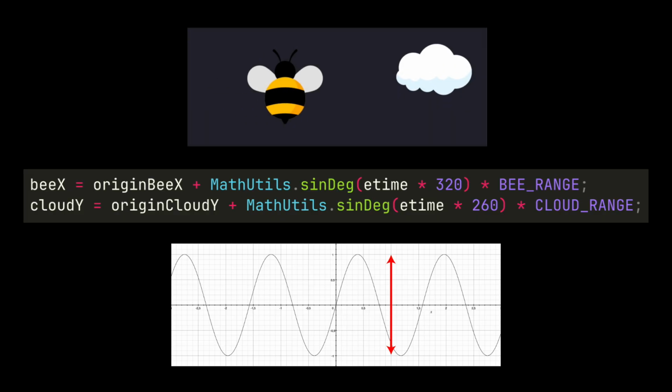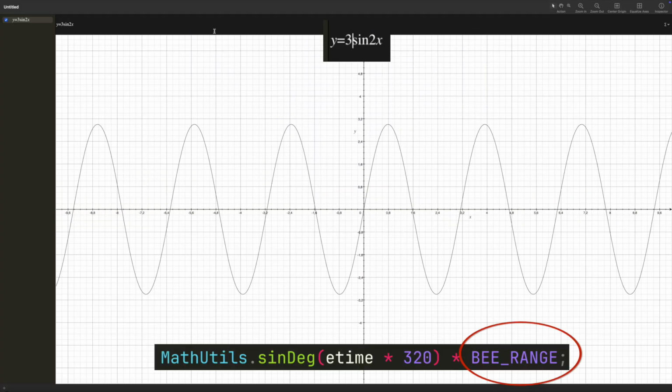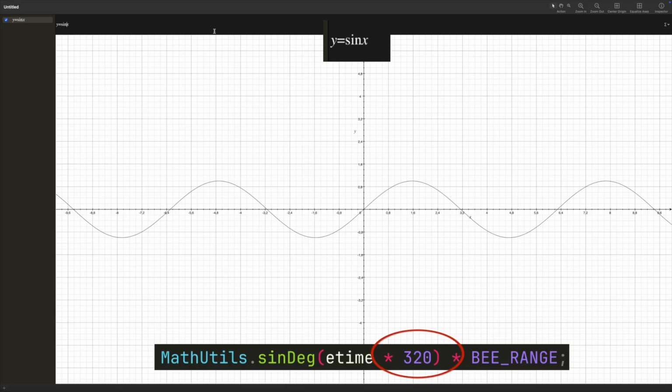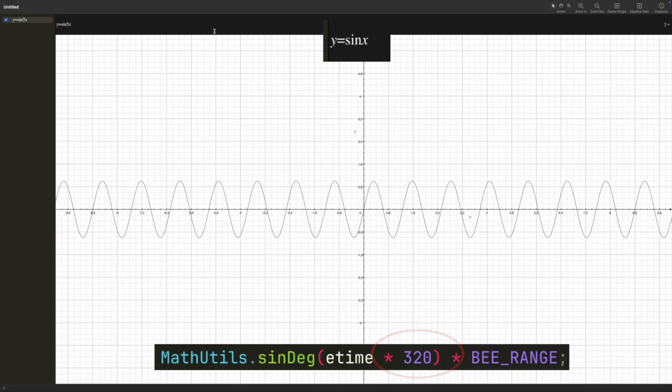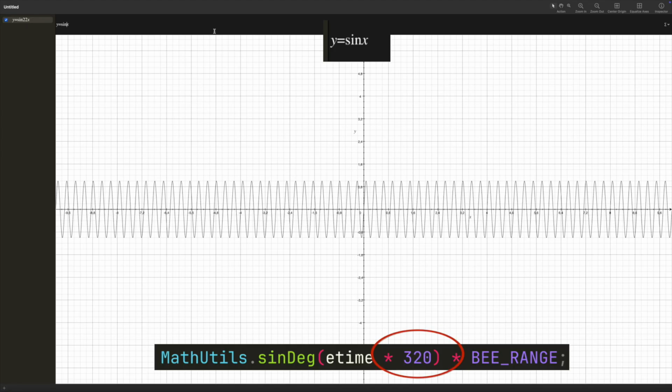In this code, bRange and cloudRange are equivalent to the function amplitudes, which specify the function maximum and minimum values. To change the moving speed, you can simply increase or decrease the multiplier inside the function parameters. This effectively adjusts the oscillating frequency of the sine function.